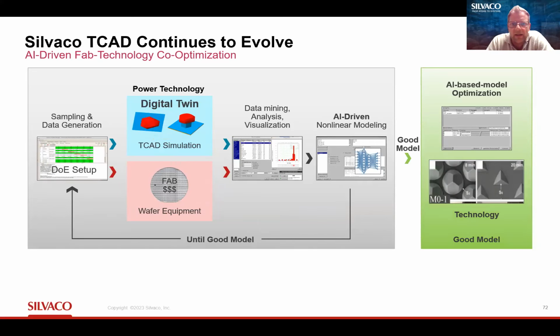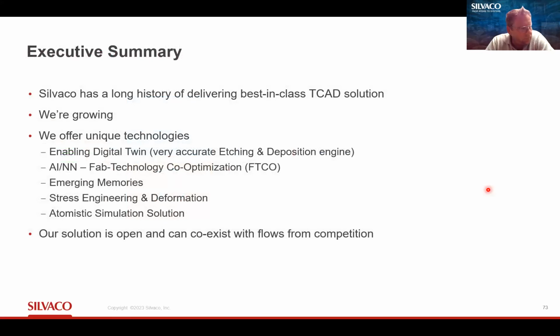So this being said, jumping to the conclusion, to have a few minutes maybe to have a discussion. You have seen so far that there is not a lot of provider of a generic TCAD solution on the market. Silvaco is obviously one of them. And we have a long history of delivering best-in-class TCAD solution.